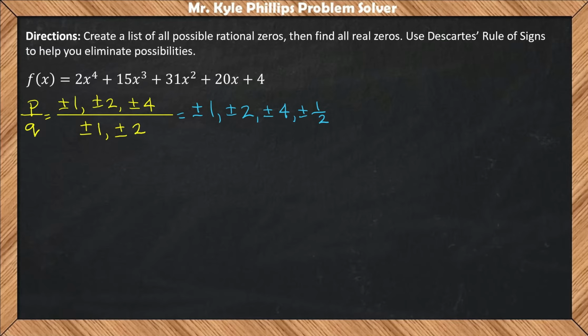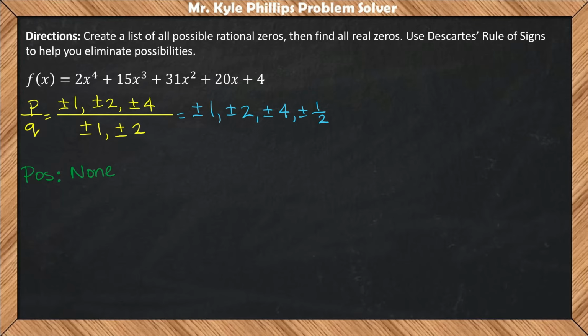Now, they ask us to use Descartes' rule of signs to help you eliminate possibilities. So Descartes' rule of signs says that you are looking for the number of sign changes here. So if I start at positive 2 and go to positive 15, there's no sign change, no sign change, no sign change, no sign change. So that means that in regards to the number of positive solutions, there are none.